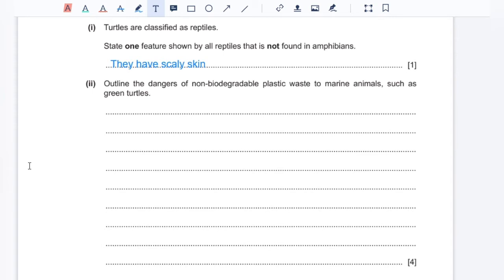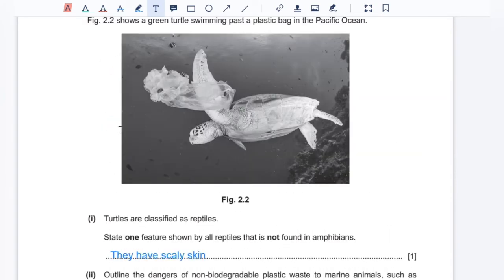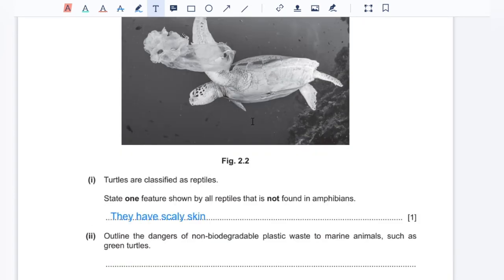If the non-biodegradable plastic is ingested, it can be poisonous, it can be toxic to the health of the marine animals, and since it cannot be digested by these animals, it can accumulate in the food chain as other animals eat the animals that have consumed the non-biodegradable plastic.